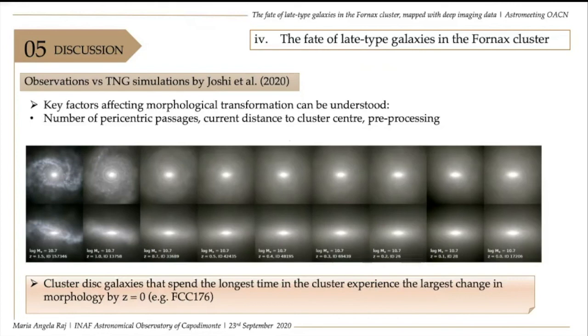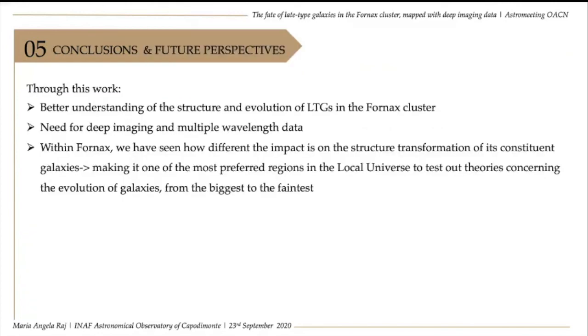And in this work, I've looked at each of these galaxies individually, studied their structure and evolution, and put them together to understand the effect of the environment on their evolution in the cluster. We've seen the need for deep imaging, as well as comparing this to multiple wavelength data. Within Fornax, we've seen how different the impact is on the structure transformation of constituent galaxies, making it one of the most preferred regions in the local universe to test theories concerning the evolution of galaxies from the biggest to the faintest.